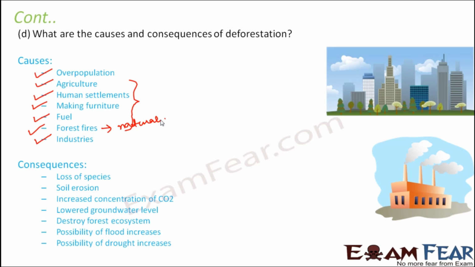And consequences, we have discussed quite a number of times. Loss of species, because they lose habitat, soil erosion, increased concentration of carbon dioxide. This in turn will lead to global warming over a longer period of time. Lowered groundwater level, forest ecosystem will be spoiled, floods will increase, drought will also increase.